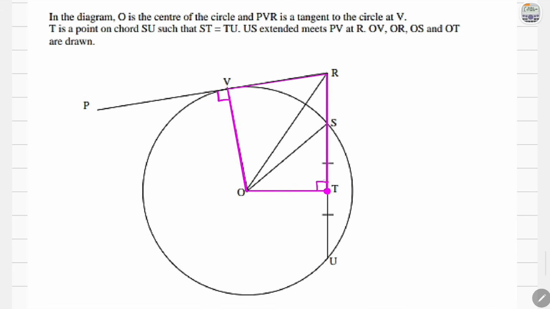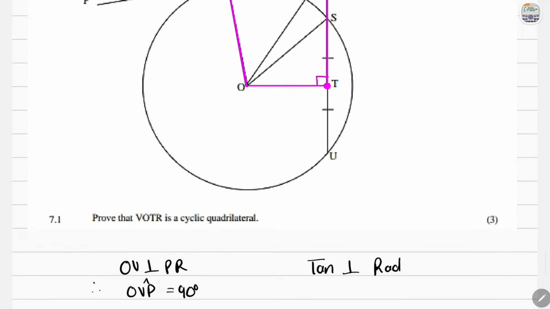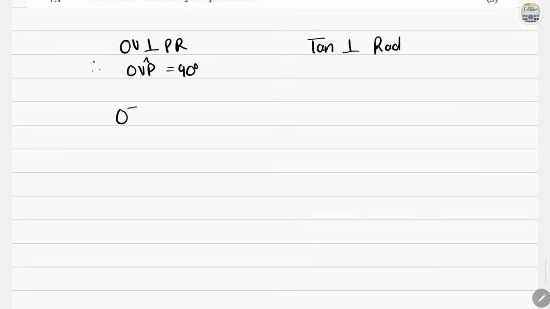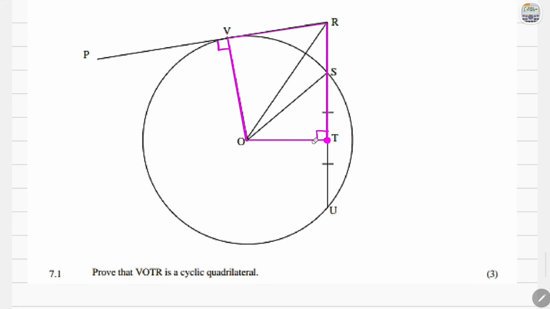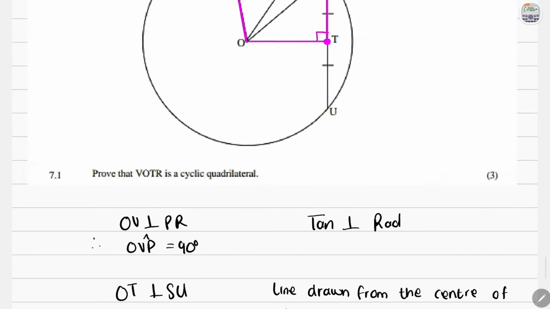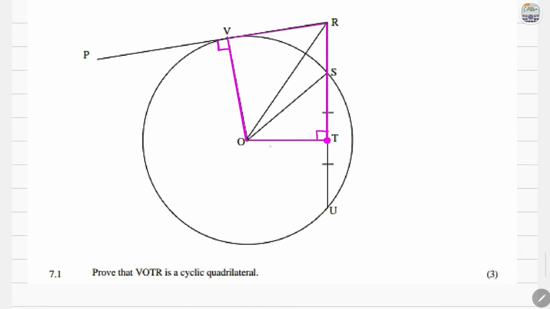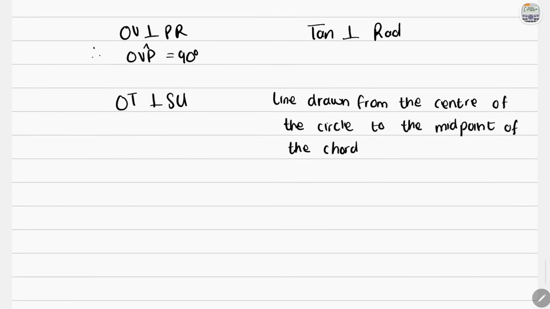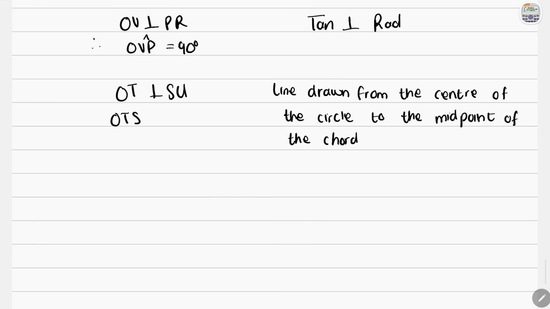Okay. And then we can also see this case here. OT is perpendicular to, let's say, SU. Okay, so OT perpendicular to SU. And that's because we have a line from the center of the circle to the midpoint of a chord. Okay, and there we go. We can just go ahead and tell them that angle OTS is 90 degrees. Angle OTS is therefore equal to 90 degrees.